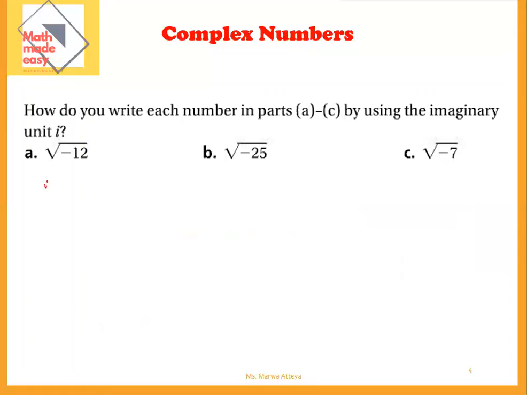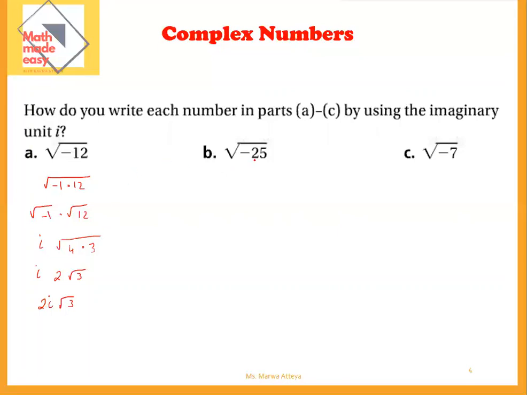Well, let's try. This is square root of -12. So this is -1 multiplied by 12, which is the square root of -1 multiplied by the square root of 12. Square root of -1 is i. What about square root of 12? Well, this is equal to 4 multiplied by 3. The square root of 4 is equal to 2, and the square root of 3 is radical 3. Now, is this the simplified form? No, we write it as 2i radical 3.